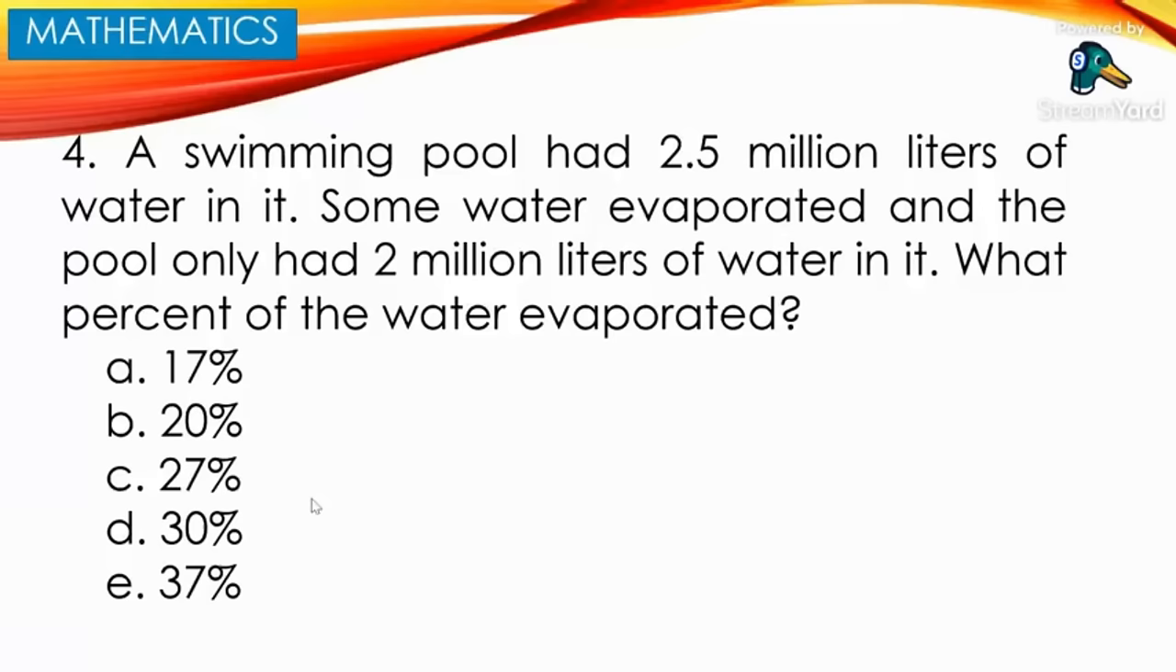Sir Jason answered B. Okay, is it ma'am or sir? It's ma'am Aphrodite. Answer B, Sir Jason, 20%. Debbie also answered 20%. Sir Nelson answered 20. Okay, B, very good. Ma'am Asmina also answered letter B. Ma'am Ruby, Lani also answered B. Ma'am Ronilyn.